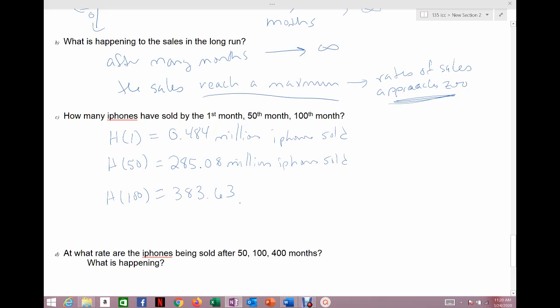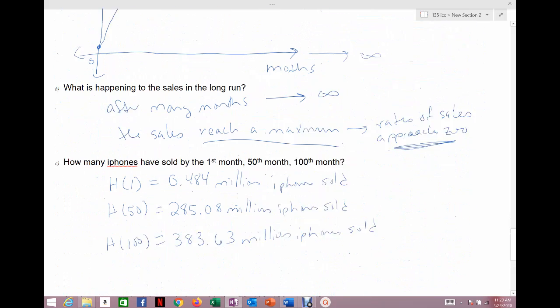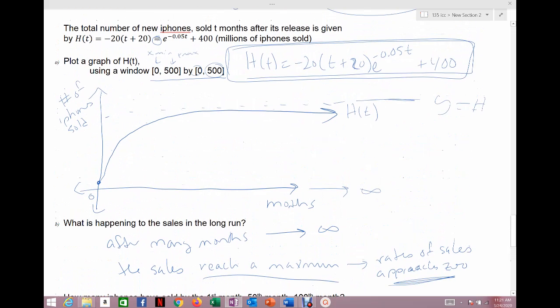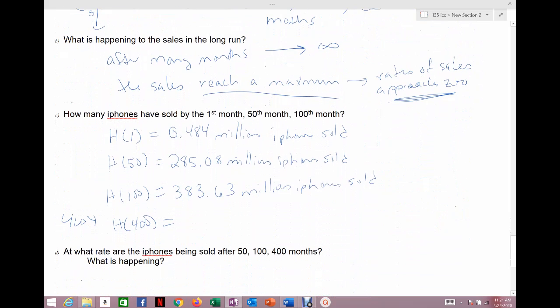Alright, 383.63, which didn't quite give me what I wanted, so I'm actually going to plug in another value. Remember, the edge of my picture goes to 500, so I'm going to plug 400 in. Alright, so I'm going to find how many were sold after 400 months. And so if we plug that in, it rounds to 400. And again, 400, which is what I picked.